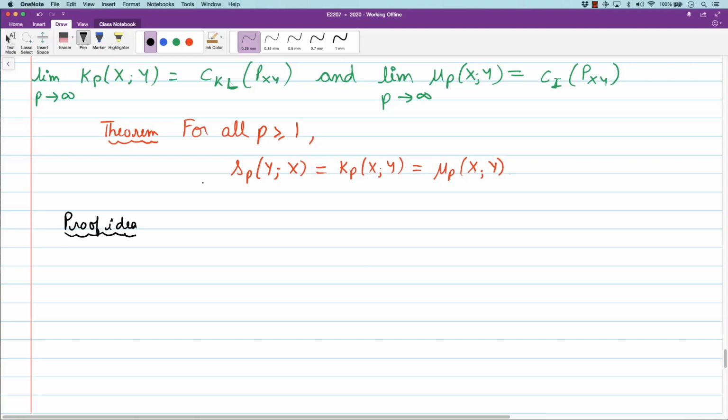So what we will show is that S_p(Y;X) is less than or equal to kappa_p(X;Y), which is less than or equal to mu_p(X;Y). Oh, sorry, and this itself is less than or equal to S_p(Y;X). Okay, so let's show this part first.